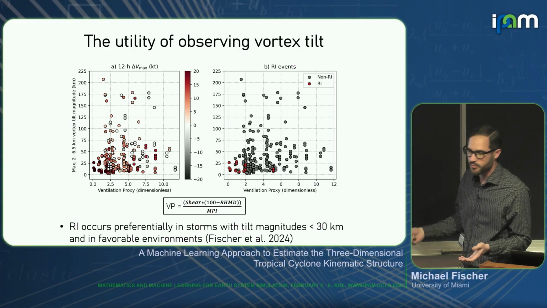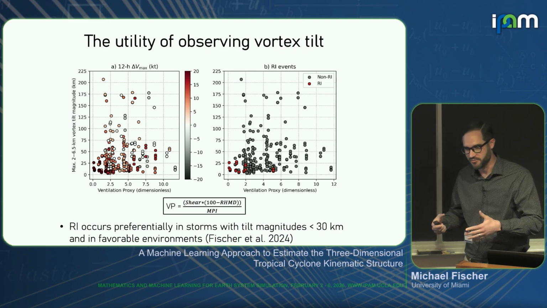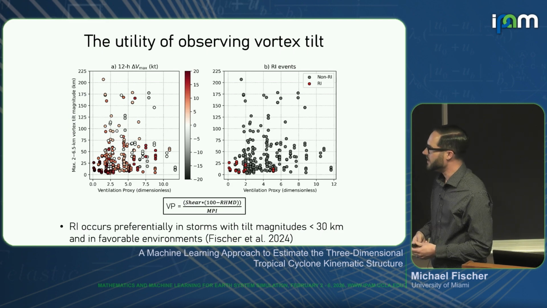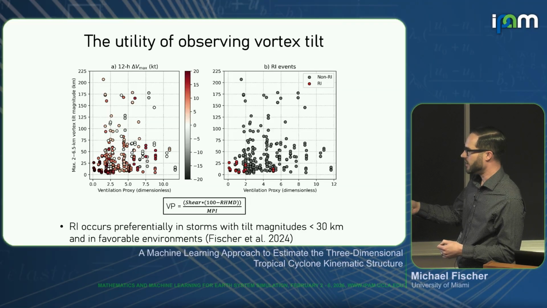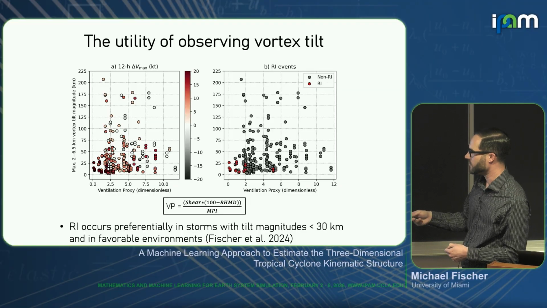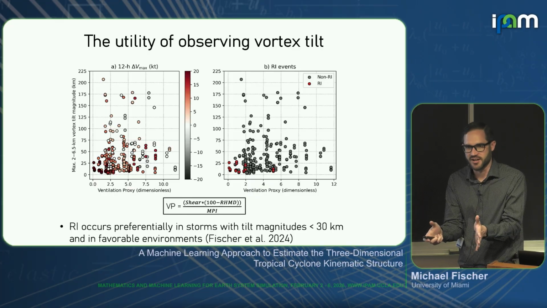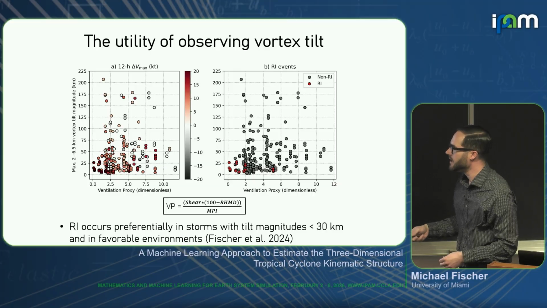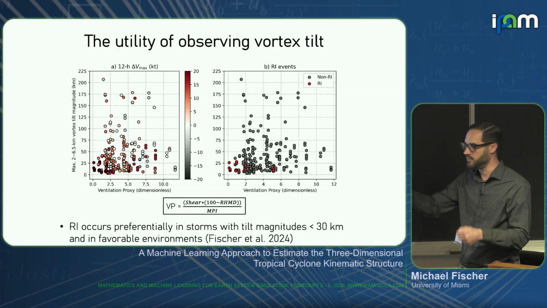So why do we care about vortex tilt? Well, it turns out that it actually provides, in and of itself, very helpful guidance in short-term intensity change. Here's a map of observations. This paper came out in 2024, where on the left panel, we're showing the future 12-hour intensity change. So we have this given TDR analysis. What is the intensity 12 hours from now? The y-axis shows you the magnitude of the vortex tilt, so how displaced are these low and mid-level centers.